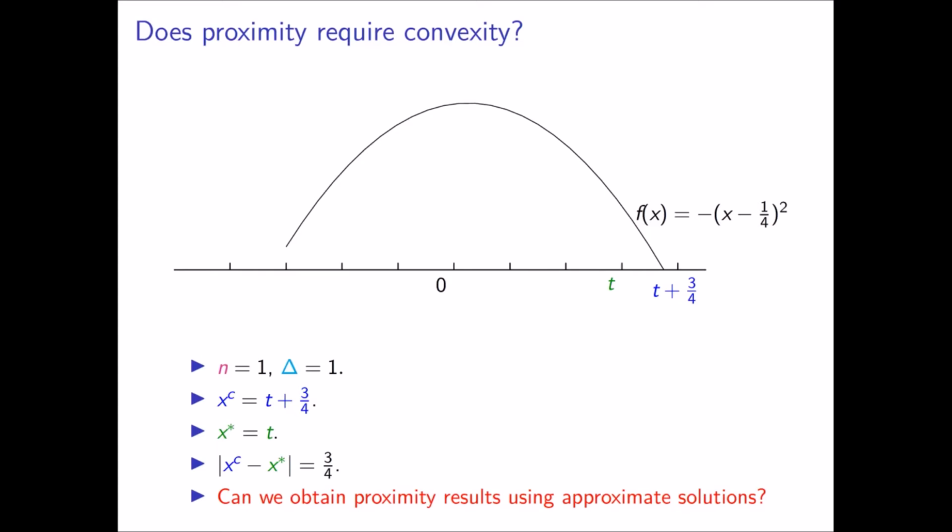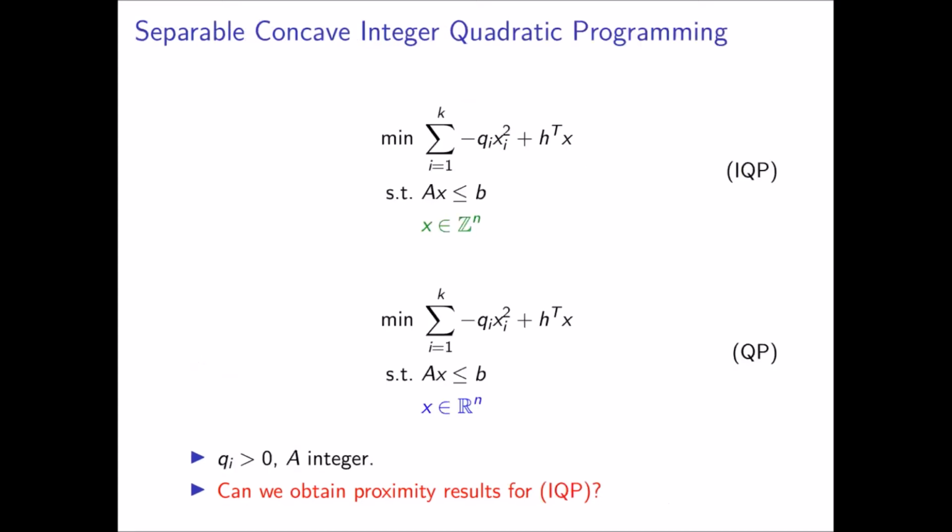So, as I was saying, also our bounds will be independent of the objective vector c and of the right-hand side vector b. Finally, we will also discuss how far from optimal our proximity bounds are. Great. So in order to discuss our results, I need to introduce two things: separable concave integer quadratic programming and epsilon-approximate solutions. So the discrete problem that we consider from now on is IQP in this slide.